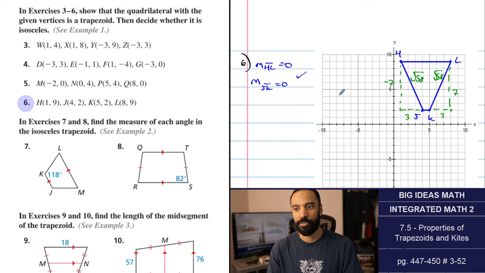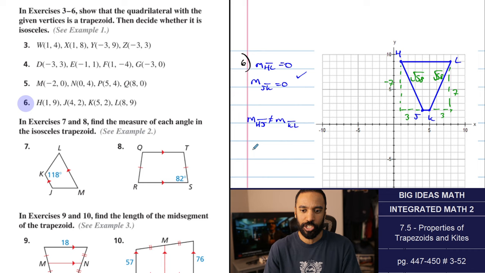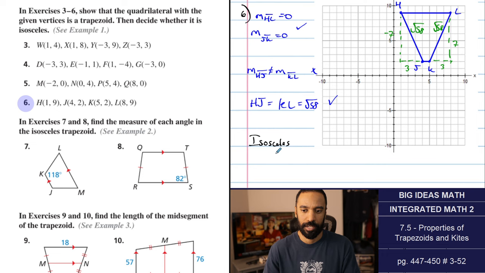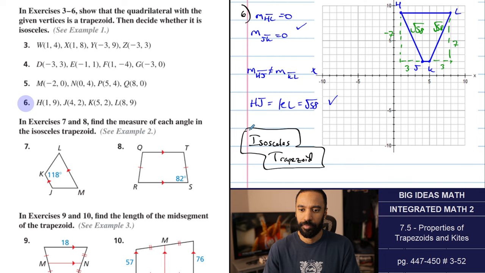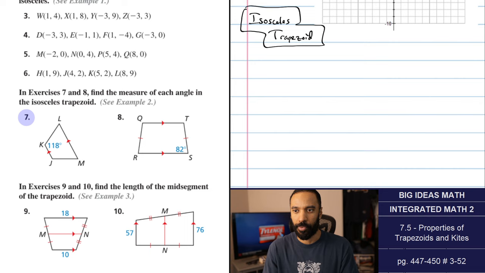So different slopes, the slope of segment HJ is not the same as the slope of segment KL. However, HJ is equal to KL in length because they both share lengths of square root of 58. Therefore, isosceles trapezoid once again. We meet again, isosceles trapezoid. So you may use the distance formula on that all you'd like. I'm done. In exercises 7 and 8, find the measure of each angle in the isosceles trapezoid. So in isosceles trapezoids, number 7.